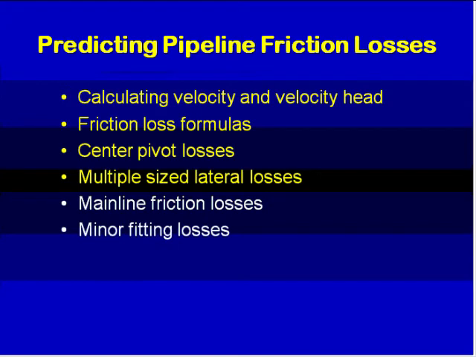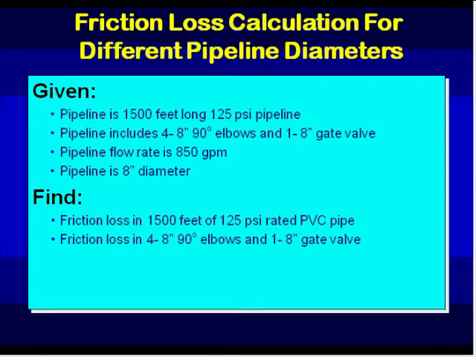So we're going to look first at the mainline friction loss here that we're going to use the pipeline to get the water out there. So we have this pipeline that I'm using in this example that is 1,500 feet long. We're going to use 125 PSI rated pipeline, PVC. We're going to include 4 8-inch 90-degree elbows and 1 8-inch gate valve, just to provide you with the idea of how we would make those kind of calculations. Most systems are going to have a couple of elbows in them, and not all of them will have a gate valve involved, but to go through the math and how the process works, I'm putting them in the system here.